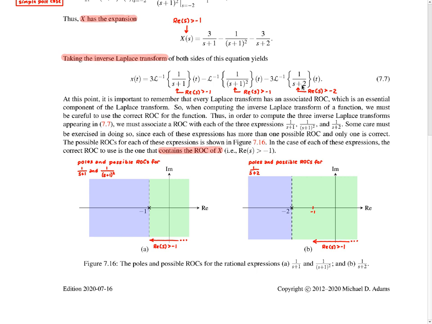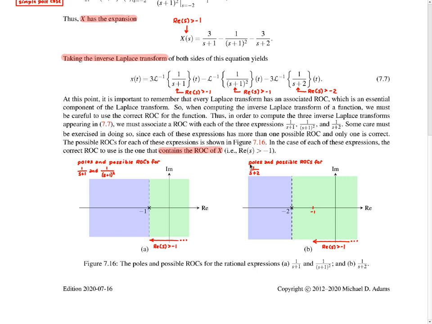Lastly, let's consider the inverse Laplace transform of 1 over s plus 2. 1 over s plus 2 is a rational function. It has a single pole at minus 2, which is this pole here. Therefore, the function can converge to the left of the pole in this purple shaded region, which is a left half plane, or it can converge to the right of the pole in this green shaded region, which is a right half plane.